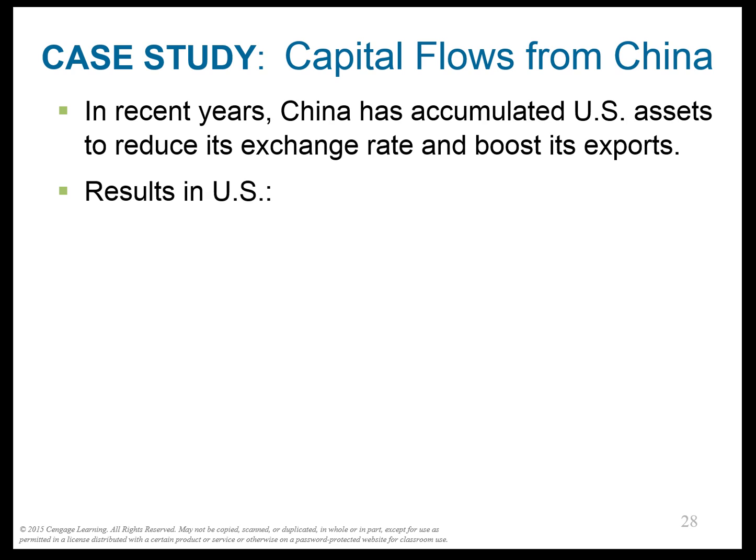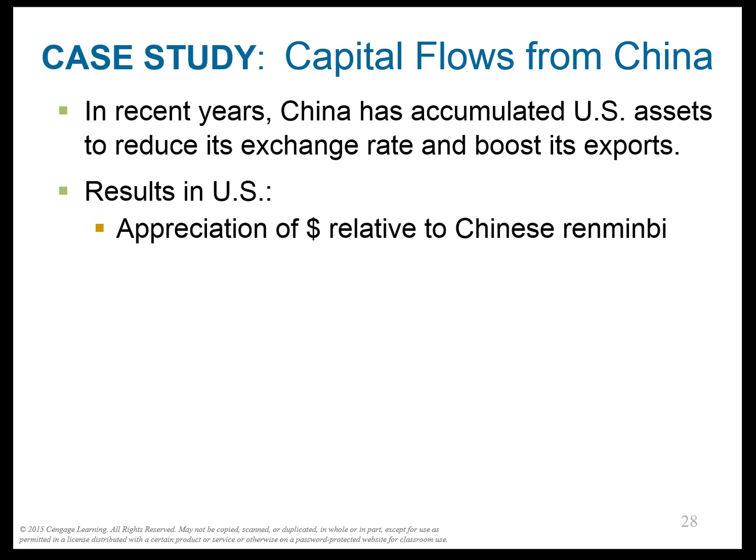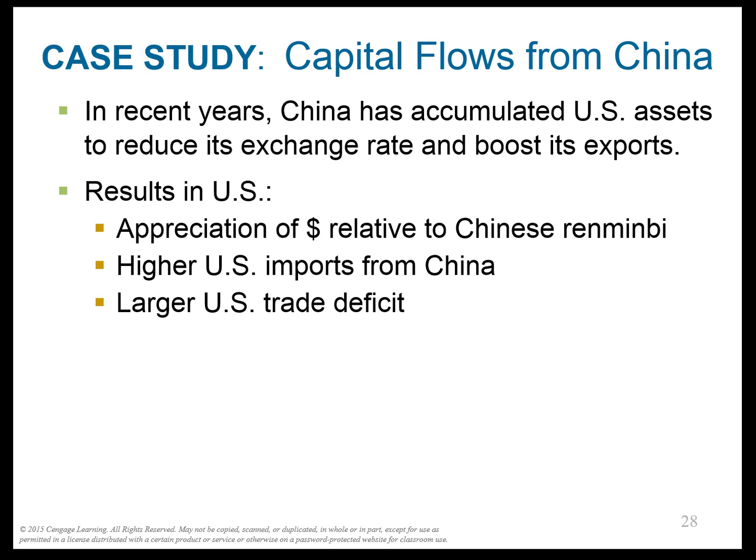All right, here's another example of how we can use the model. China has accumulated U.S. assets to reduce its exchange rate and boost its exports. Okay, so what happened? Well, the U.S. real exchange rate went up. Higher U.S. imports from China. We import from China a lot. We have a larger U.S.